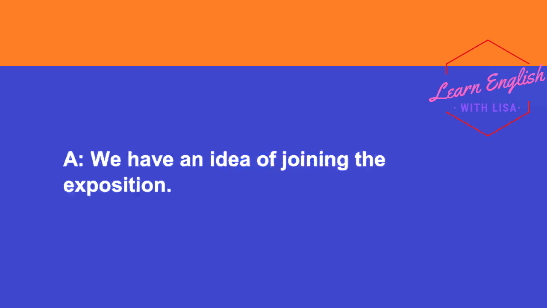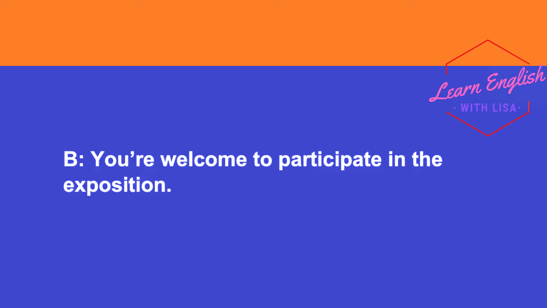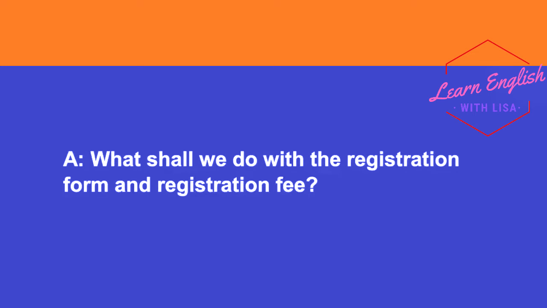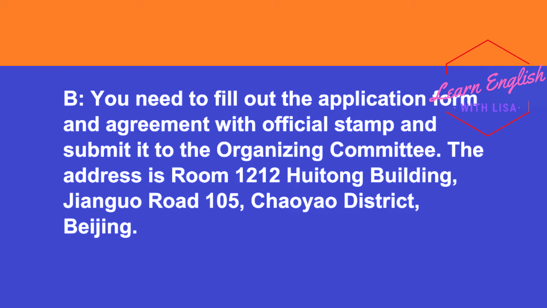Dialogue 2. We have an idea of joining the exposition. You're welcome to participate in the exposition. What shall we do with the registration form and registration fee? You need to fill out the application form and agreement with official stamp and submit it to the organizing committee. The address is room 1212, Huitong Building, Jiangguo Road, 105, Chaoyang District, Beijing.